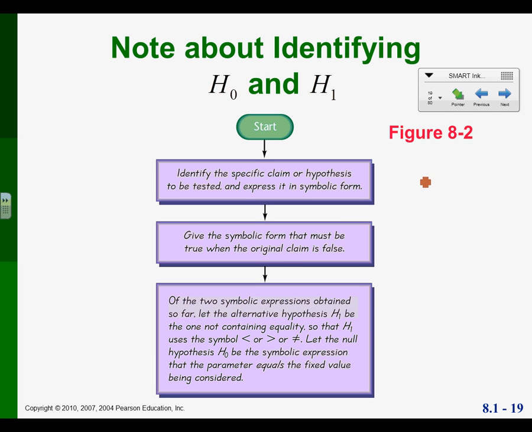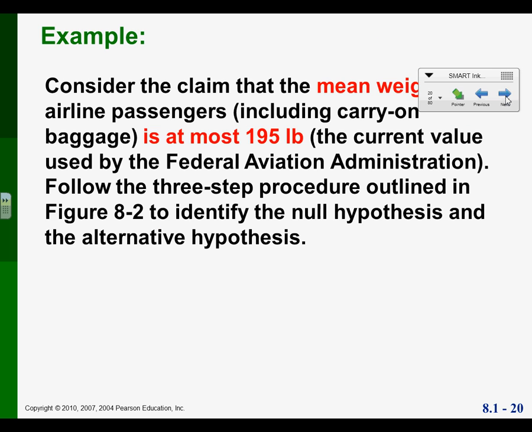This is in your textbook. It's figure 8.2. It's just a flow chart of what we talked about. Basically, the steps you're going to do at the beginning of the hypothesis test. You're going to find the alternative, express it in symbolic form with the alternative, and then you're going to get your test started.